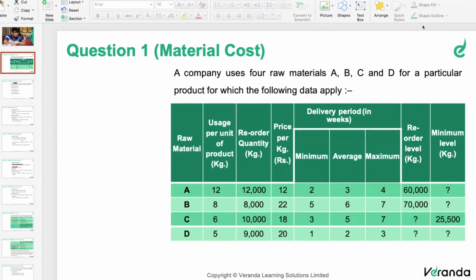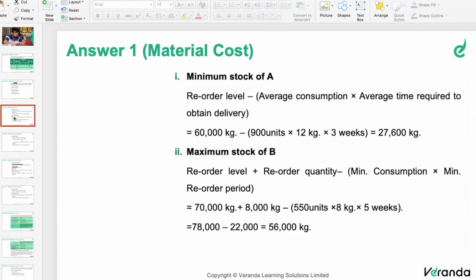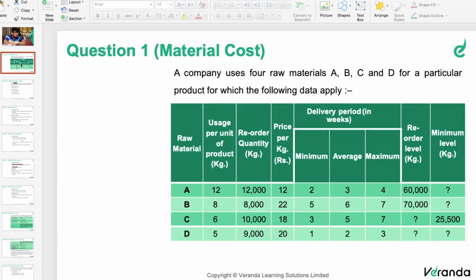It is 60,000 kgs. Reorder level of A is 60,000 minus average usage into average lead time. What about the average lead time for A? Delivery period is called lead time. For A, minimum 2 weeks, average 3, maximum 4, therefore average is 3 weeks.